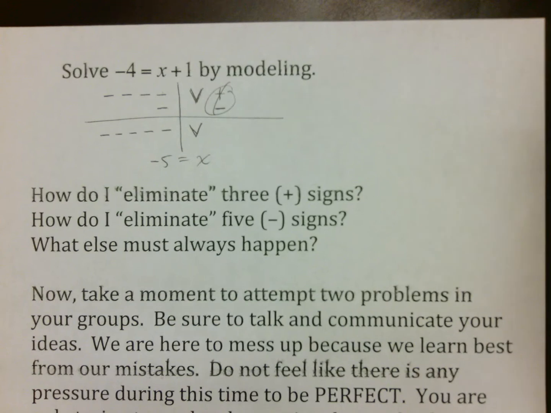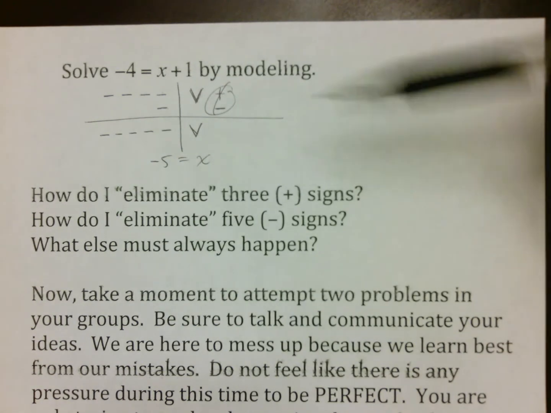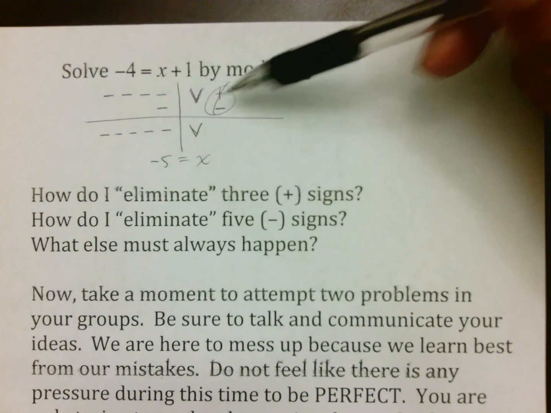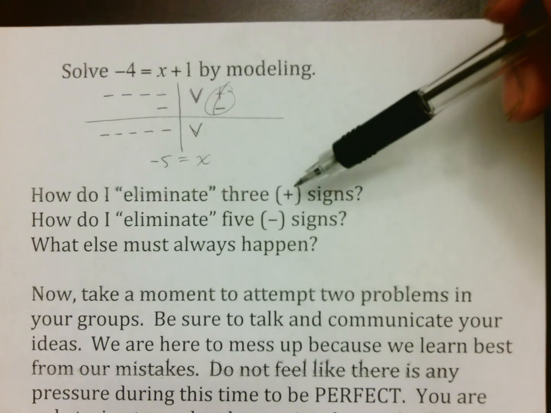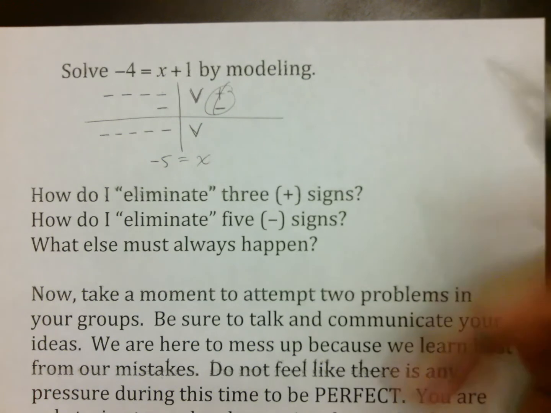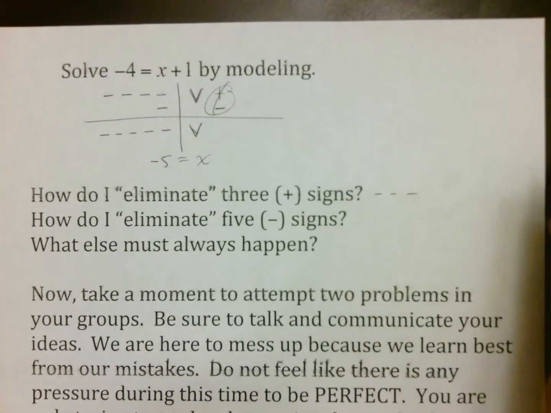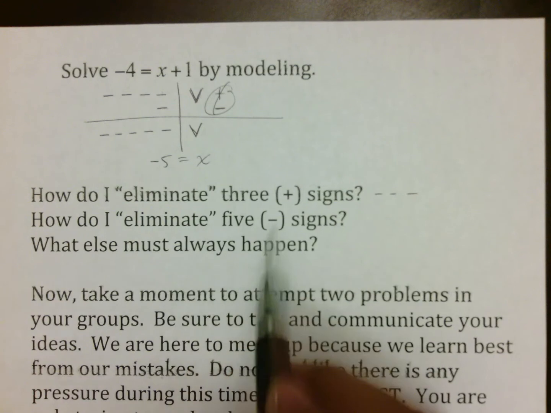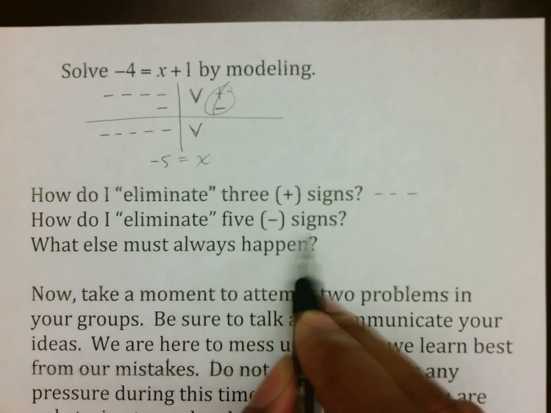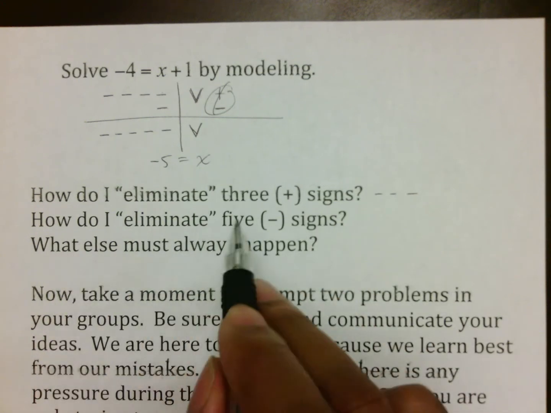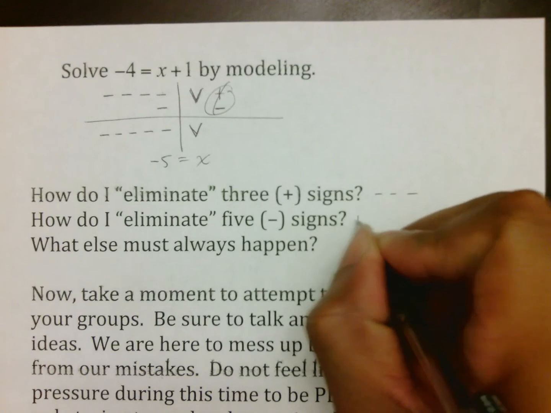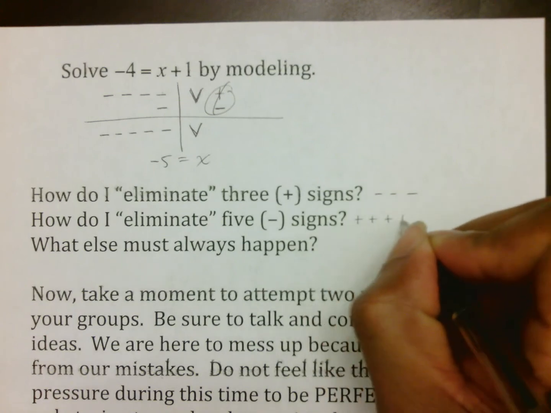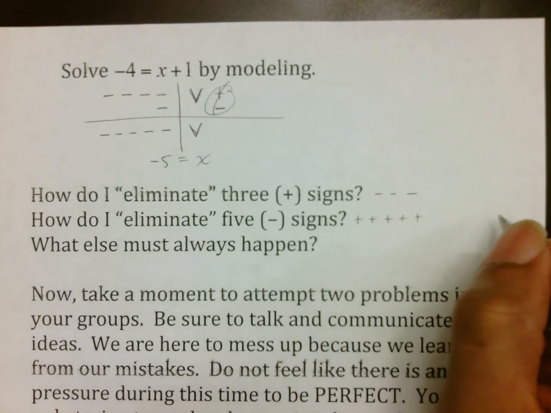Alright, so the questions you need to think about now, and again, just think about them. How do I eliminate 3 plus signs or move 3 plus signs? What you should be thinking is the way you move 3 plus signs is by adding 3 negative signs. Okay? What if you wanted to eliminate 5 negative signs? Again, if you wanted to move 5 negative signs, you would simply add 5 positive signs, because that would create your 0 pairs.